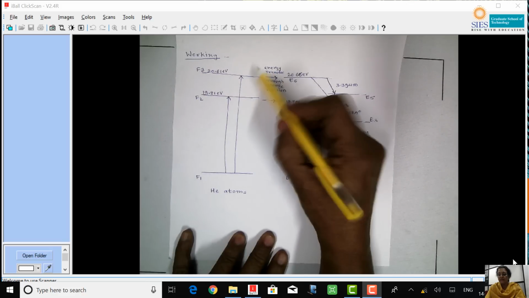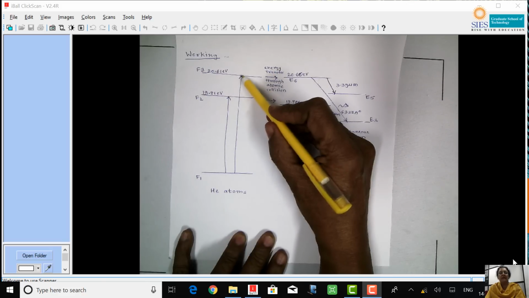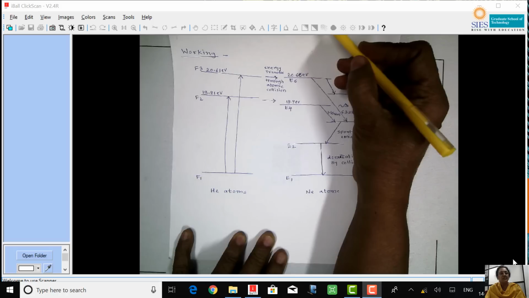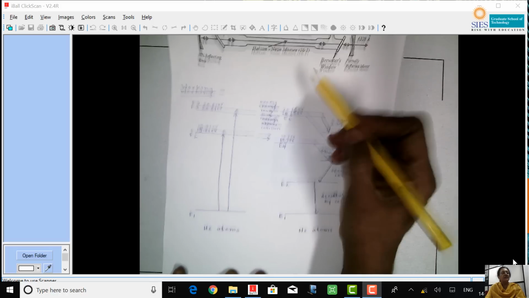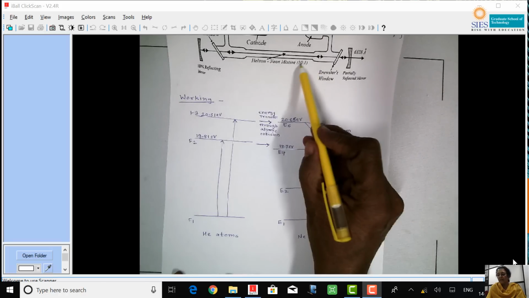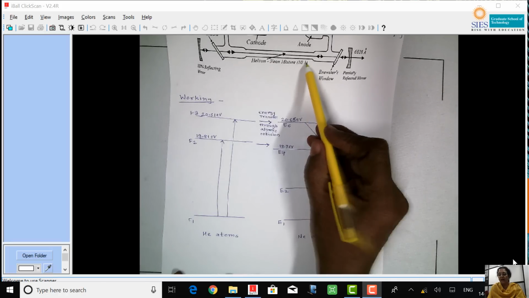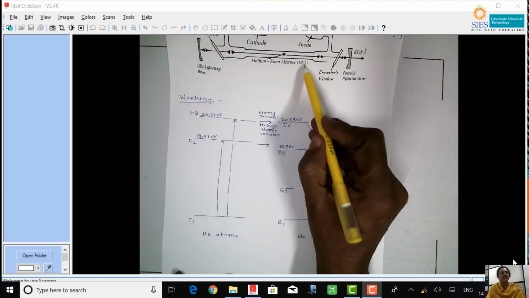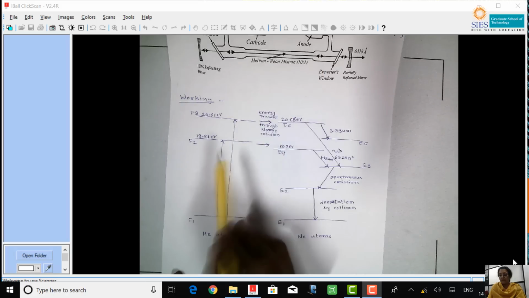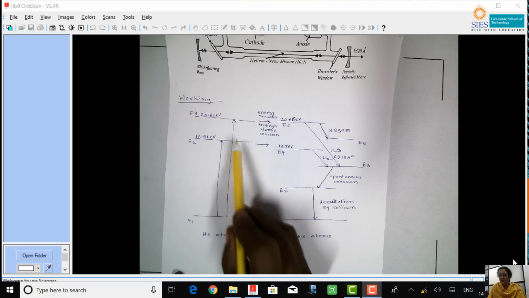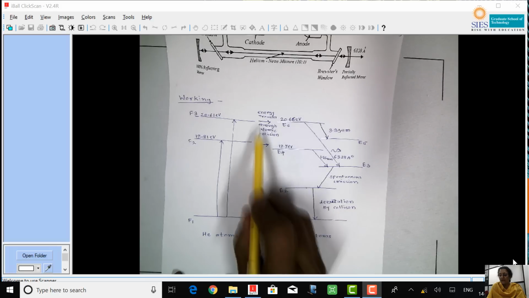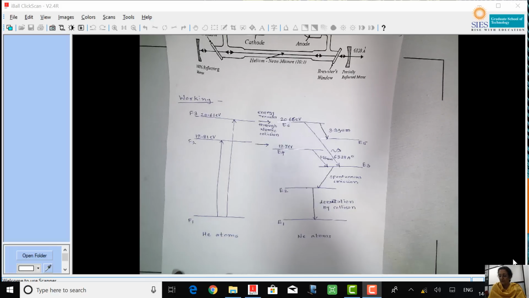Now these helium atoms can give up their energy to neon atoms. Since there are 10 helium atoms to each one single neon atom, helium atoms can pass on energy to neon and vice versa is not possible, and that is the reason why this ratio is maintained 10:1. Helium atoms are more in number, so they give up their energy when they collide with neon atoms. They transfer their energy to neon atoms.